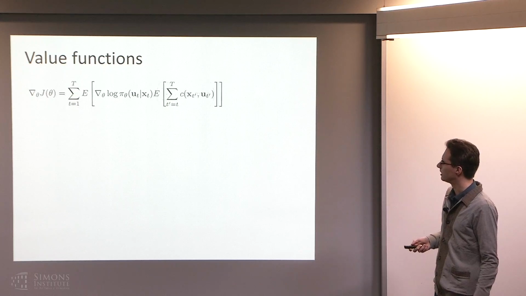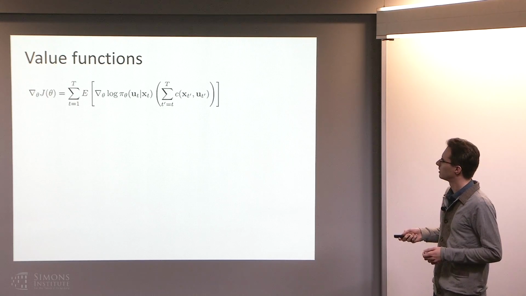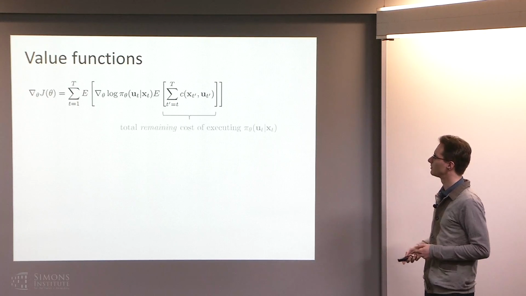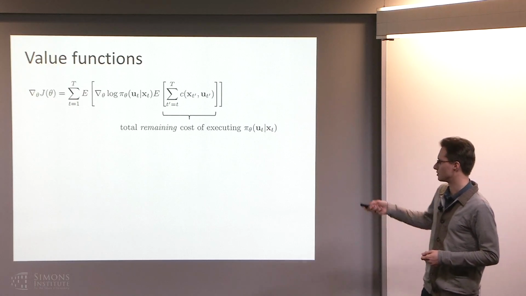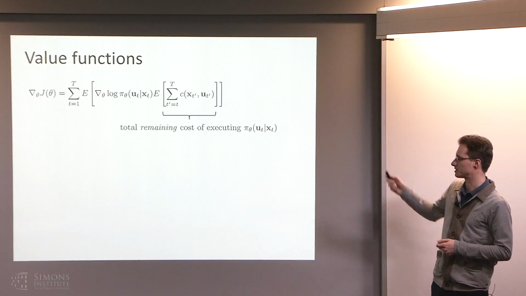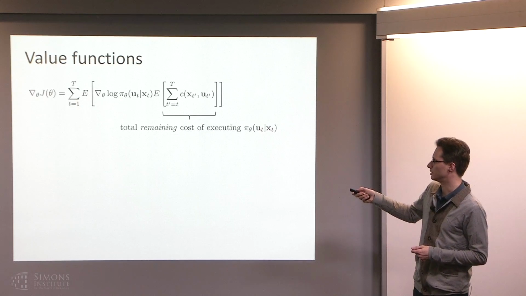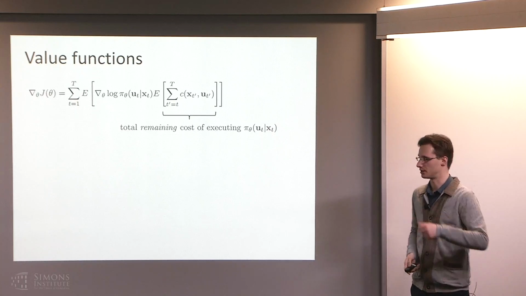If you do that, first you get a better estimator. And in fact, you can put the expectation operator here. You can say that this is the expected cost from now until the end of time. So this is the total remaining cost of executing pi theta. Now this has a fairly natural interpretation. You're saying that I'd like to change the probabilities of my action based on the expected cost that I'll get from here until the end of time.